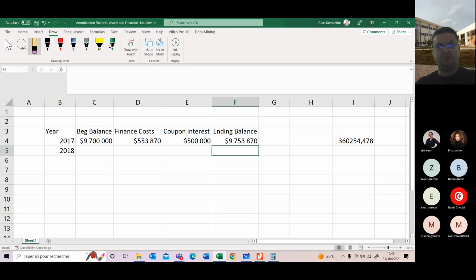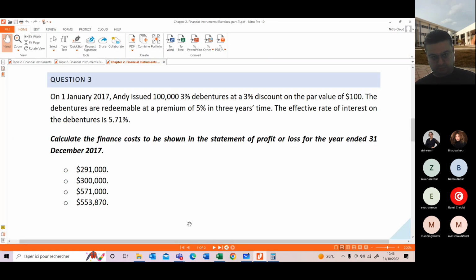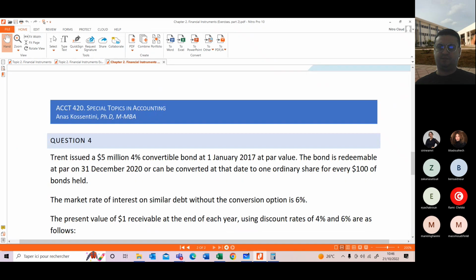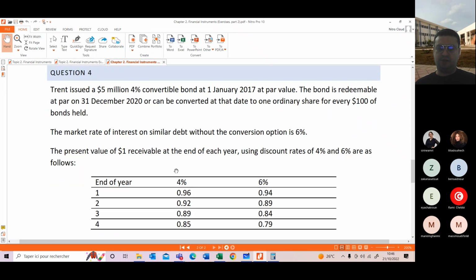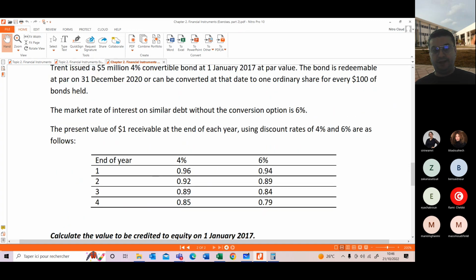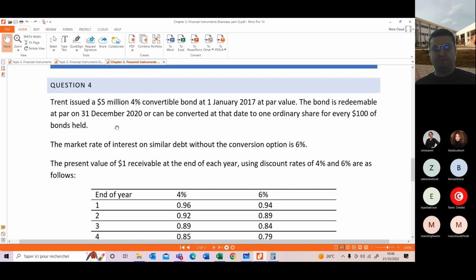Okay, so normally, guys, what we're looking at is this one, the finance cost at the 31st of December 2017: 353,870. I don't think that is difficult. Let's move to question 4, the last question on part 2.